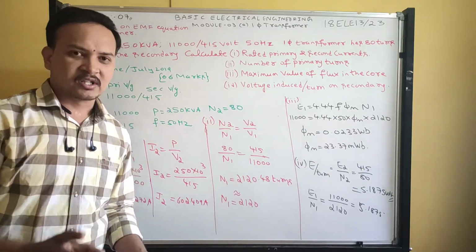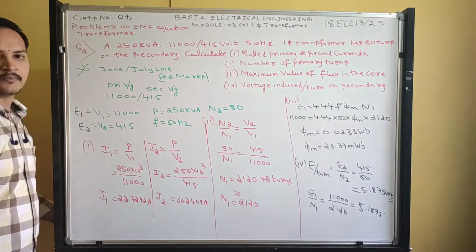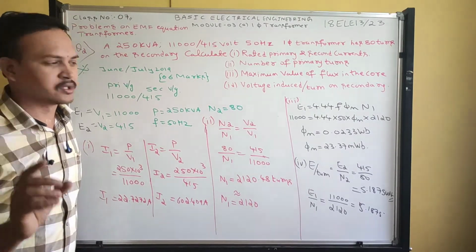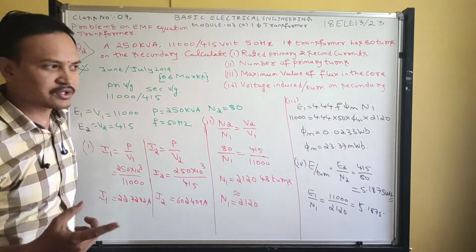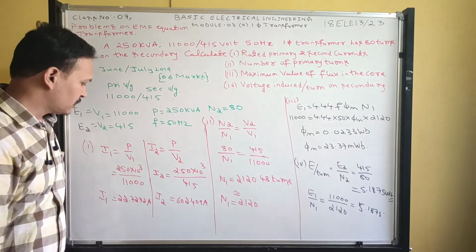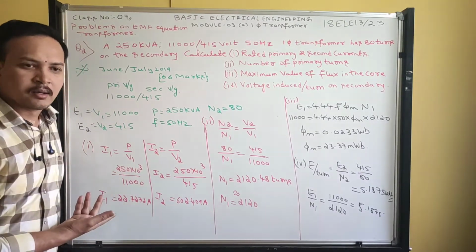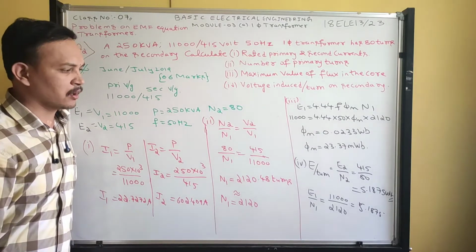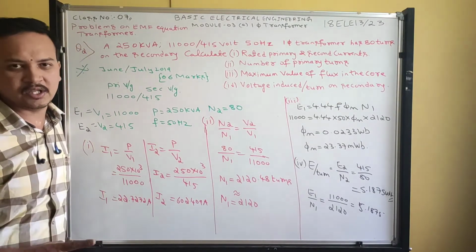So guys, pause the video and then copy down. We are using only three formulas: the voltage ratio formula, the EMF equation formula, and the rated primary and secondary currents. Direct equations. Problems on the EMF equation will be 100% easy.